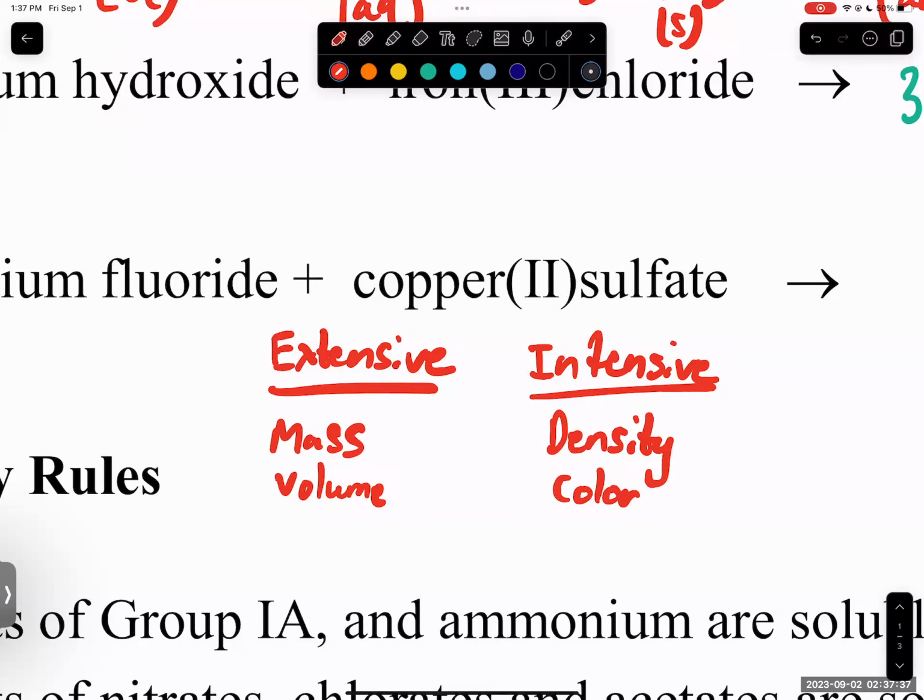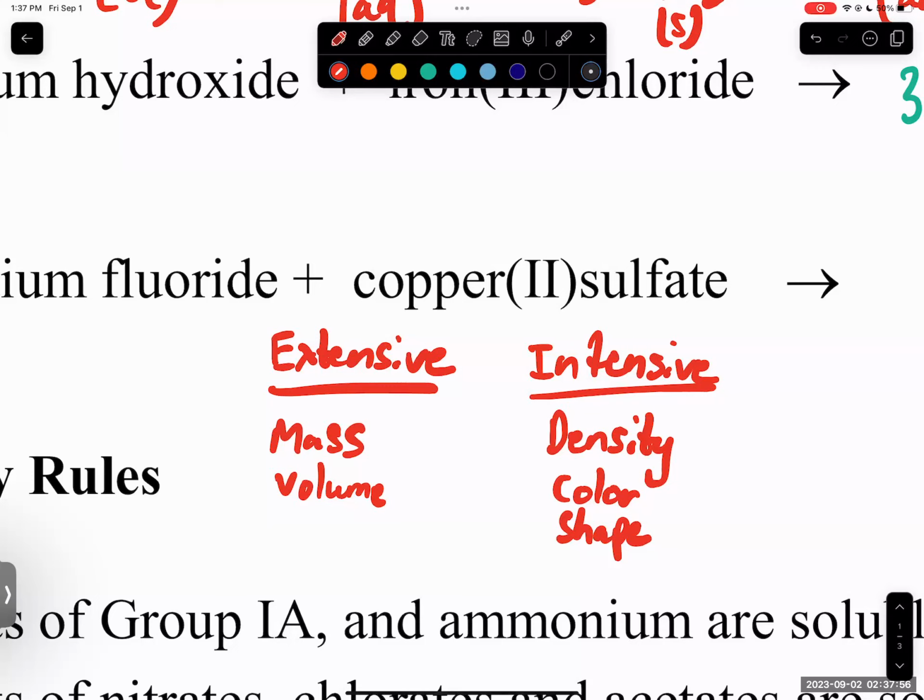All right. Shape. What about shape? Yeah, because a square is a square. It doesn't matter how many squares you have. So shape. All right. Give me some more extensive properties.